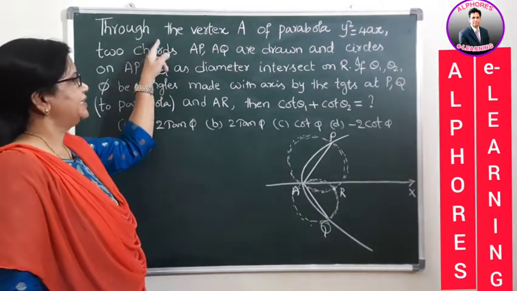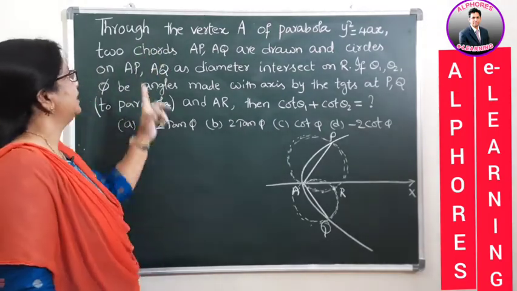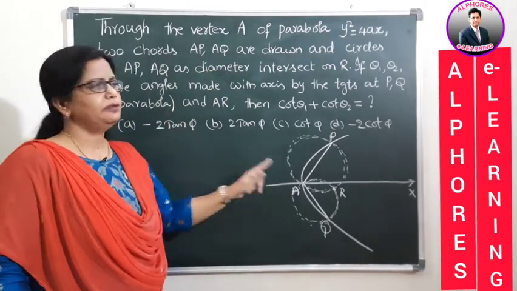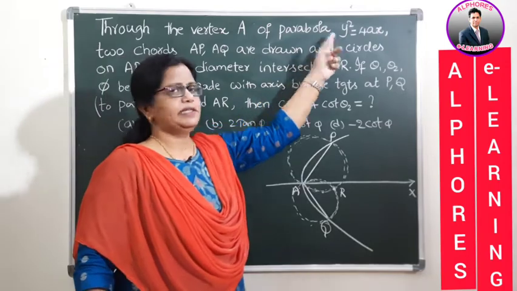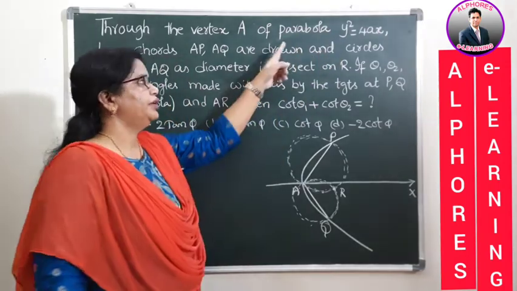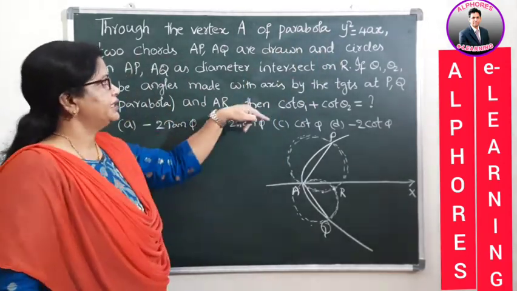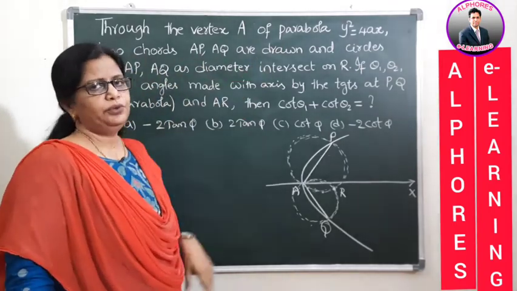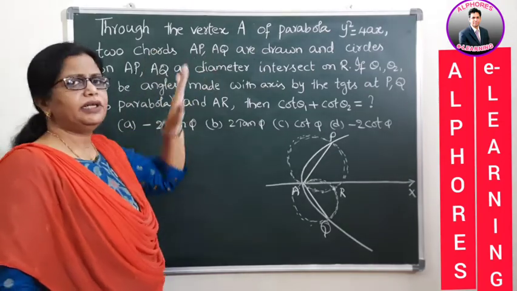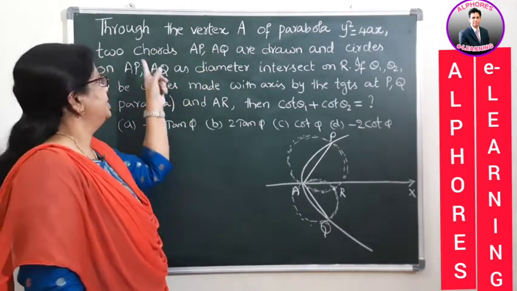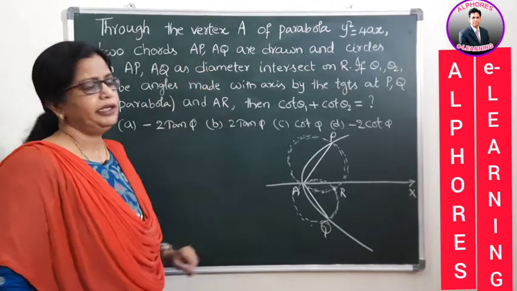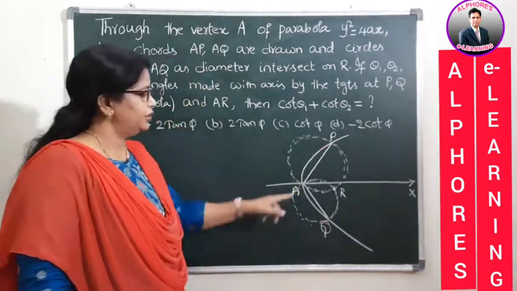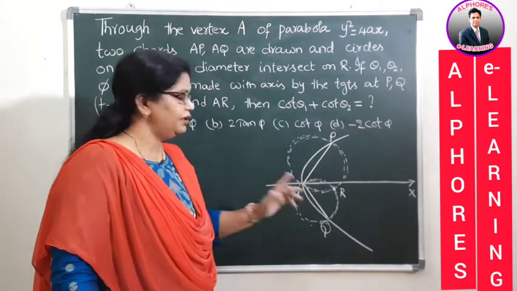Now let us have a glance on this problem, students. So the problem is given as, through the vertex capital A of the parabola, this is the vertex of the parabola, and the parabola is given in standard form, that is y square equal to 4ax. Through the vertex of the parabola, two chords AP and AQ are drawn. Okay, two chords, no relation that the chords are at right angle like that, no such relation, just two chords drawn AP and AQ. So one is chord AP and the other one is chord AQ. So two chords are drawn through this point, AP and AQ.